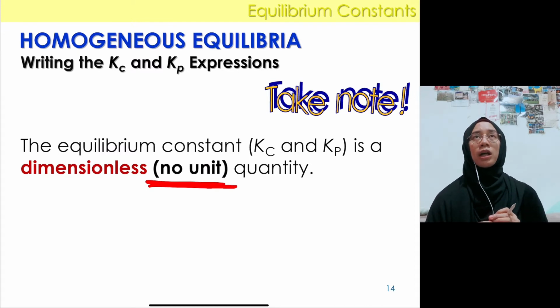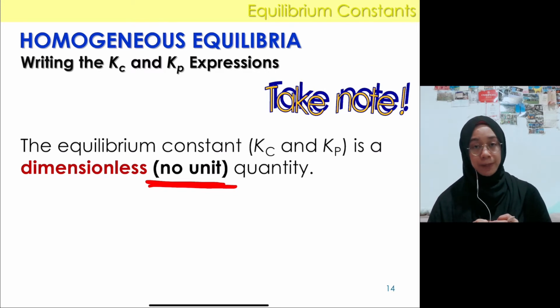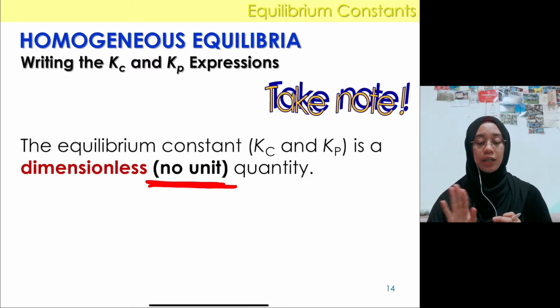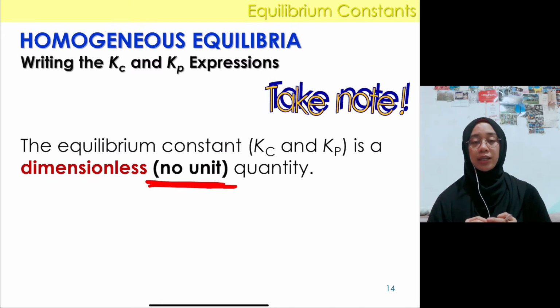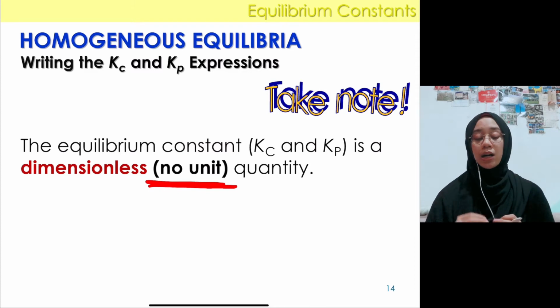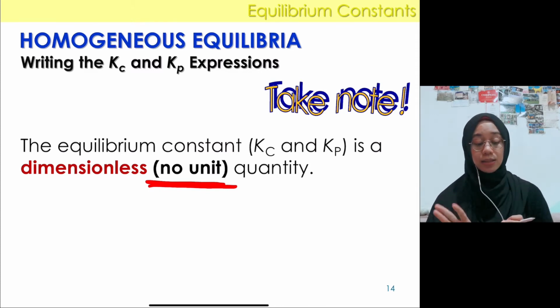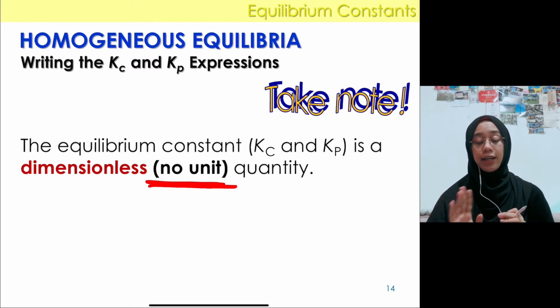So, maybe kalau kamu merujuk kepada outsource, there will be some books or websites that actually give unit untuk Kc ataupun Kp ni. Okay, tapi buku rujukan yang Miss tengok, dia tak emphasize on the unit. So, dia just letak situ sebagai dimensionless. So, untuk kamu pun sama juga. For Kc or Kp, make sure it is dimensionless. Okay, so tak ada unit.